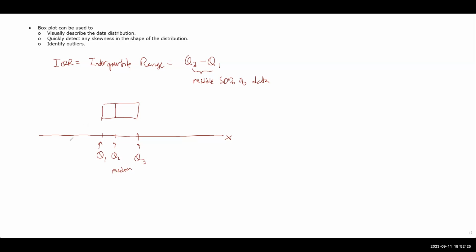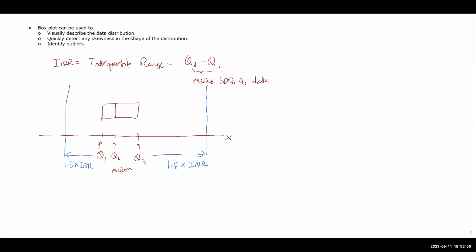From the first quartile, we're going to go out 1.5 times IQR, and from the third quartile, we're going to add 1.5 times IQR. So from the first quartile, we subtract 1.5 times IQR, and from the third quartile, we add 1.5 times IQR, and we'll build a wall.